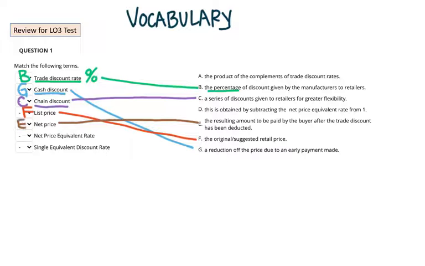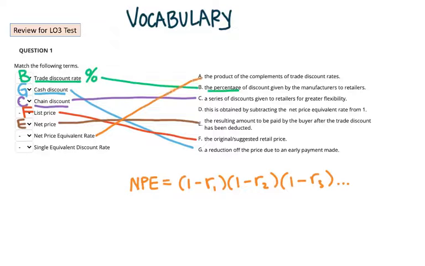That's E. Now the net price equivalent rate, and I'm going to look at the next one also, the single equivalent discount rate. Those have to do with when we have chain discounts, multiple discounts, and they're just formulas you must know. Okay, so I just wrote the formula for the net price equivalent rate. It's 1 minus the first rate times 1 minus the second rate times 1 minus the third rate, however many discounts they give you. When you do 1 minus, that's also called the complement. So it's the product, which means multiply the complements, which is 1 minus all the discount rates.